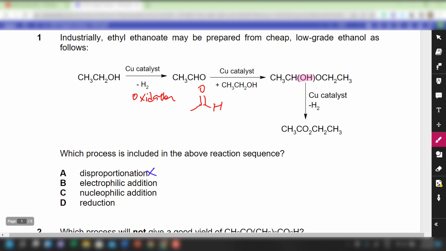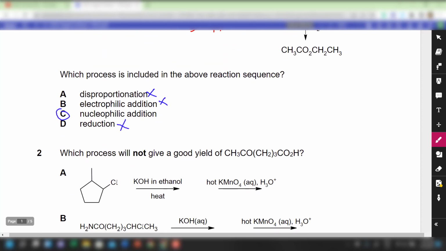For option B, electrophilic addition, again, there isn't any electrophilic addition. The two processes taking place are oxidation and nucleophilic addition. So nucleophilic addition will be our choice. Reduction is the common wrong answer, because there's no reduction. In fact, it is the reverse of reduction, which is oxidation.